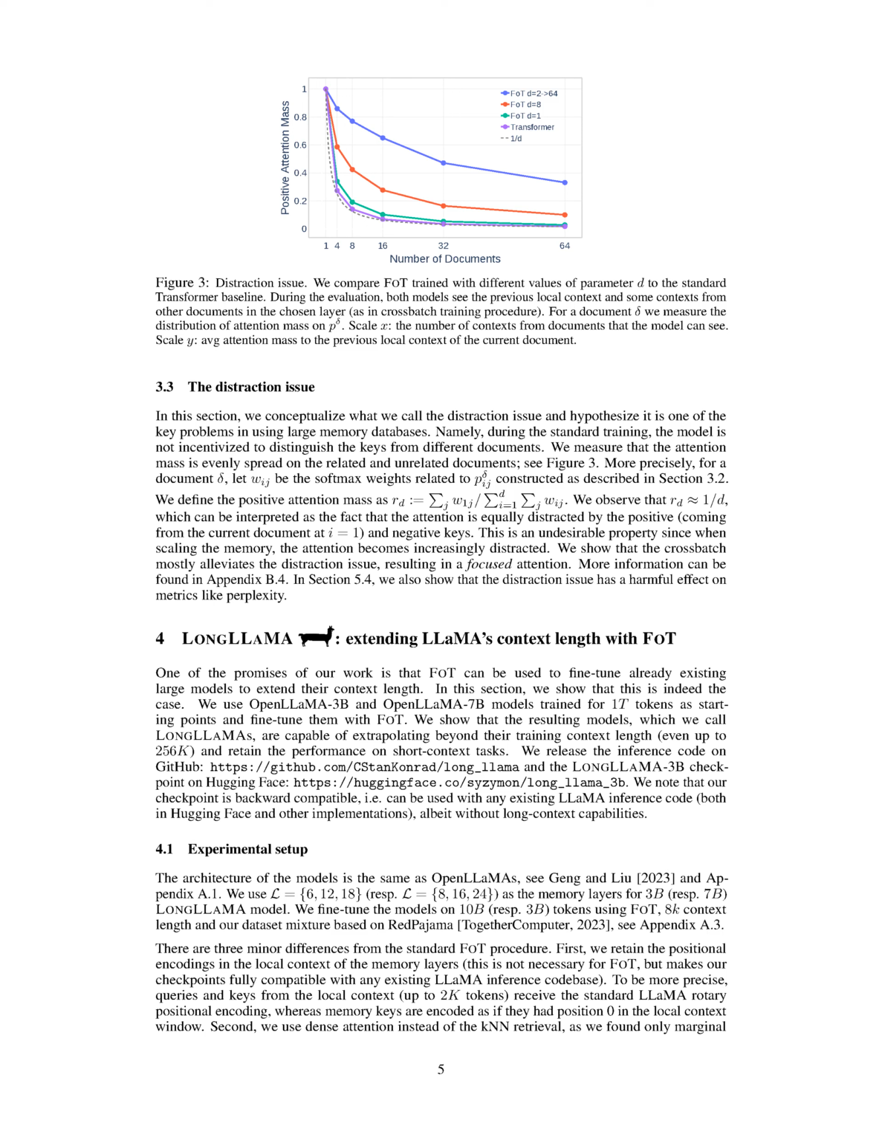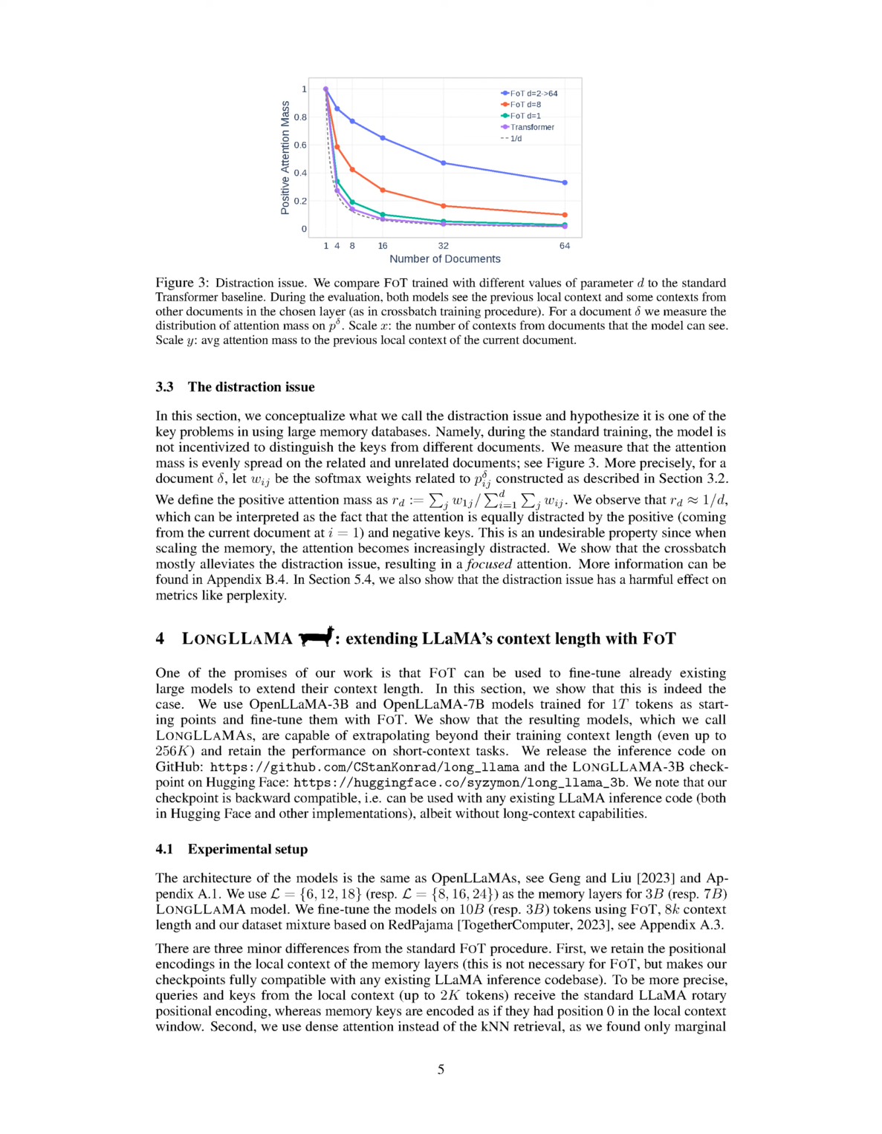During standard training, the model isn't encouraged to distinguish keys from different documents. We find that the attention is evenly spread on related and unrelated documents. For a document, let's define the positive attention mass as the sum of the softmax weights related to the document divided by the total sum of the softmax weights. We observe that this ratio is approximately equal to 1/D, suggesting that the attention is equally distracted by the positive and negative keys. This is undesirable because as the memory scales, the attention becomes increasingly distracted.